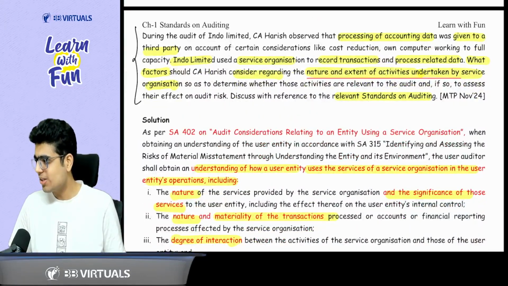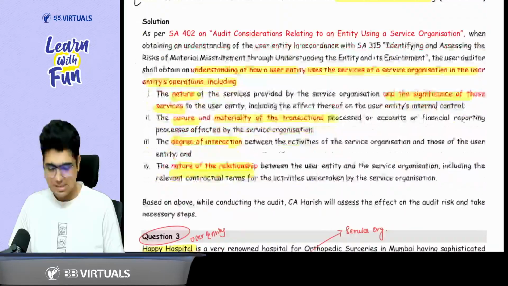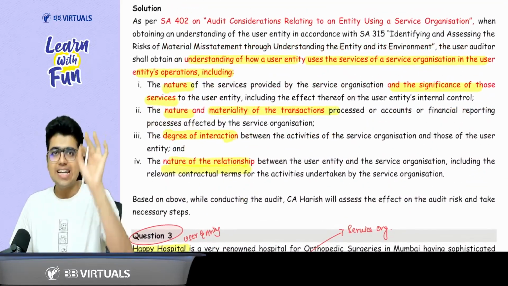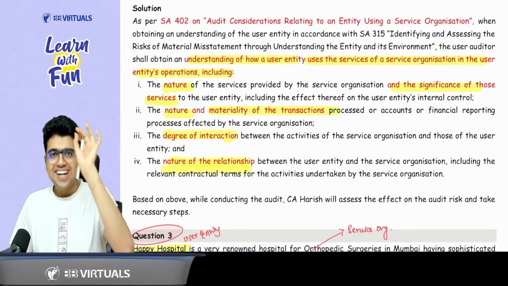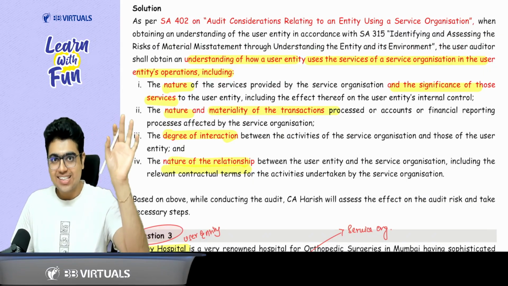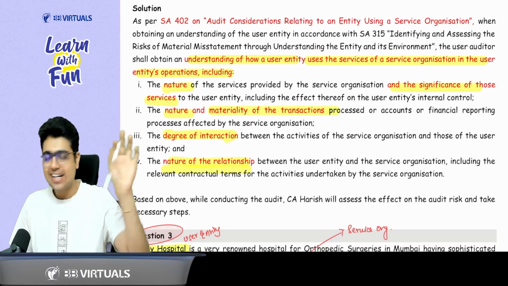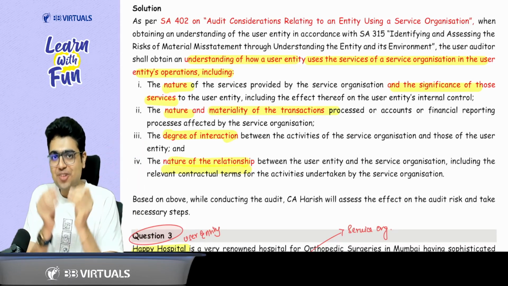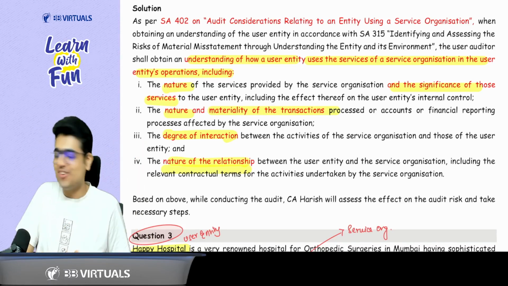We will talk about the understanding wala topic. Sir, understanding wala topic means the same 4 points. Nature and significance of service, nature and materiality of transaction. From transaction you get interaction, and after interaction we develop a relationship. Nature of the relationship.